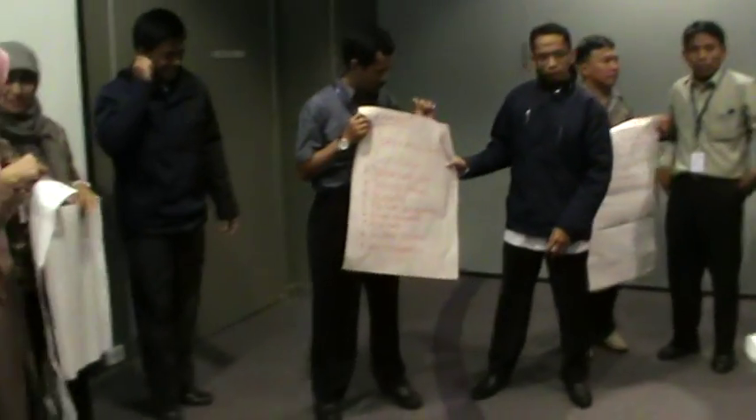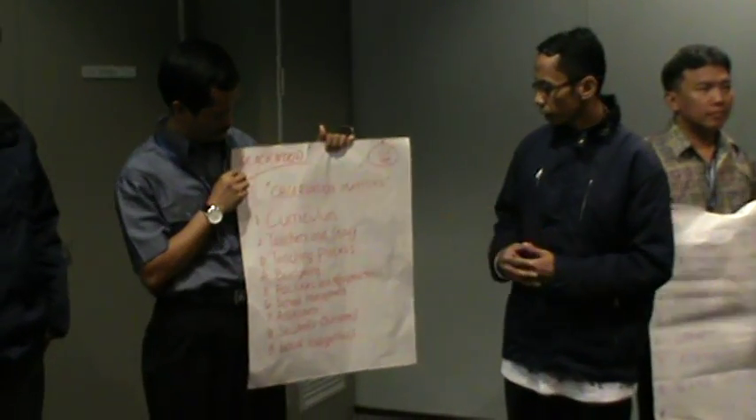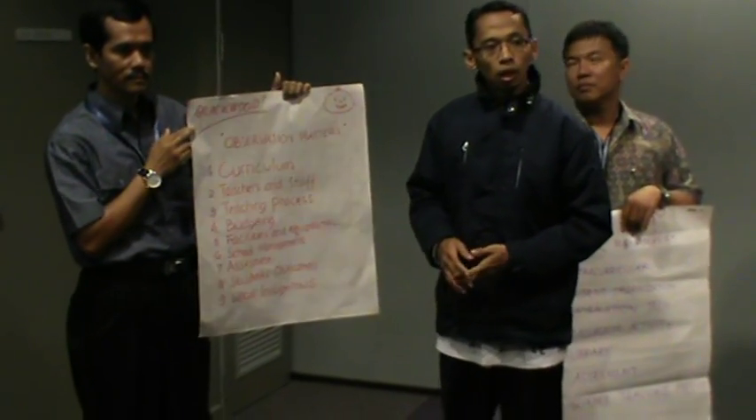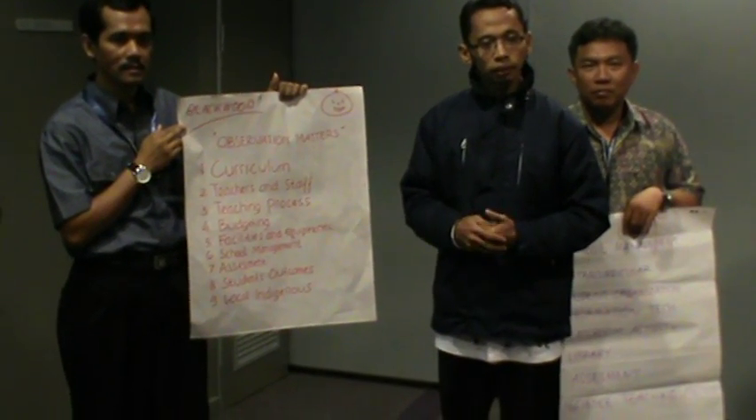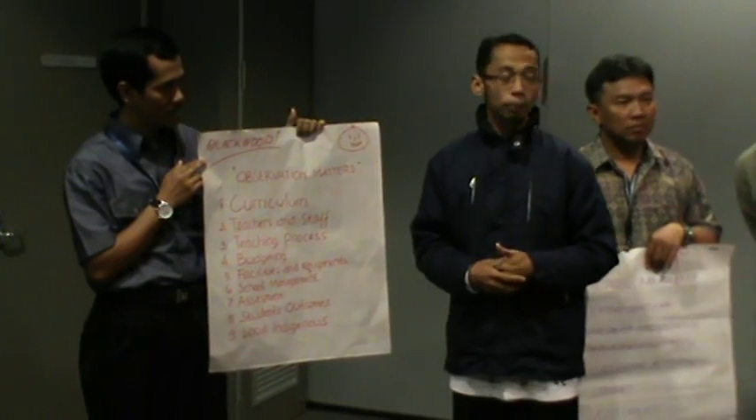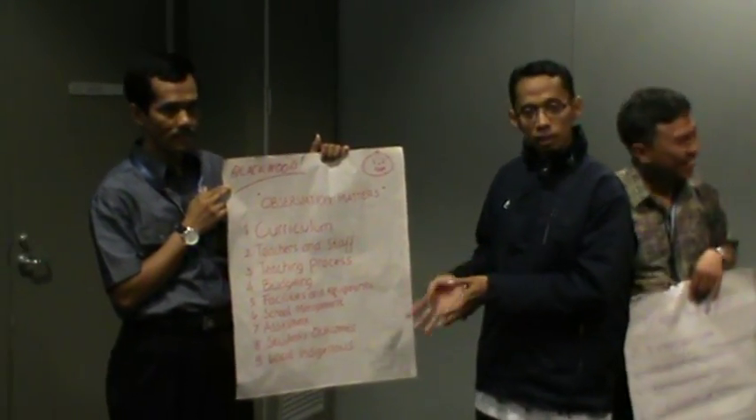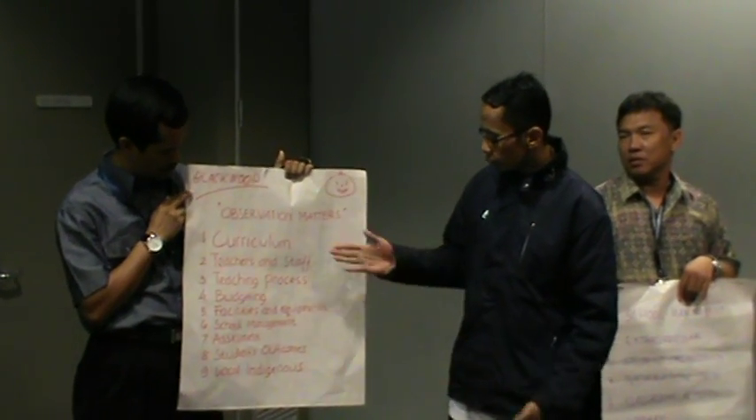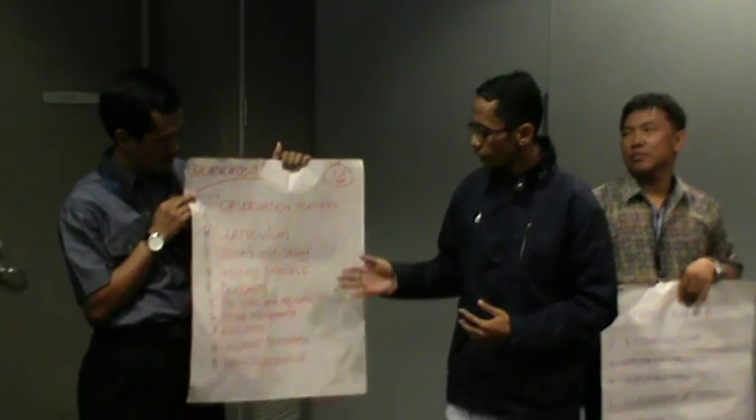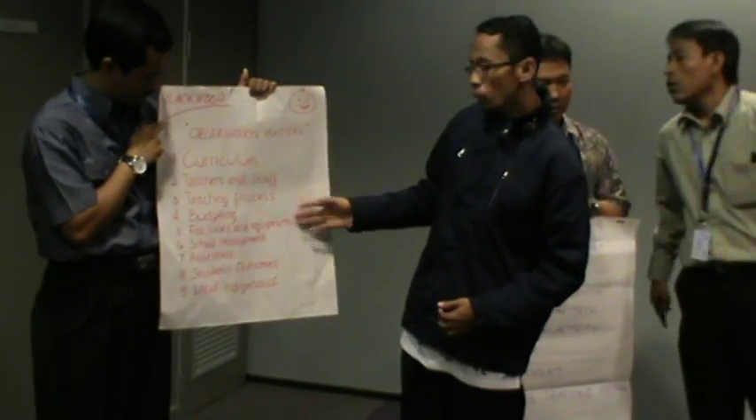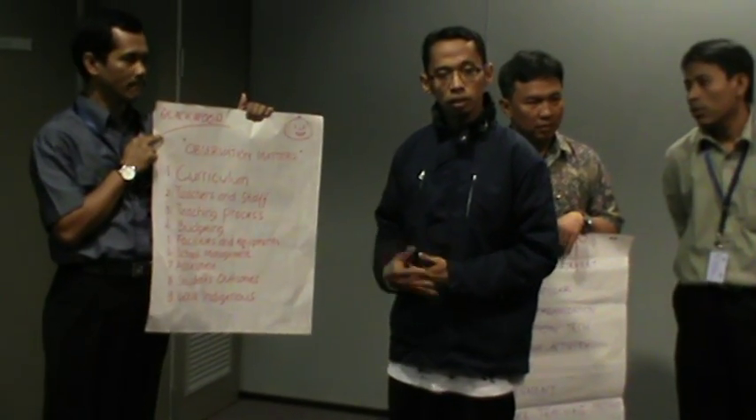Now Blackwood. Thank you. Hello, my friends. Let me explain the observation method. Maybe we have a different approach to observe in a Blackwood school. Indonesia has 8 national standards of education, which we call Standar Nasional. So to make our observation easier, we have 8 observations here. The first one is related to the curriculum, the second is teachers and staff, and then the teaching process, how to manage the classroom and so on.